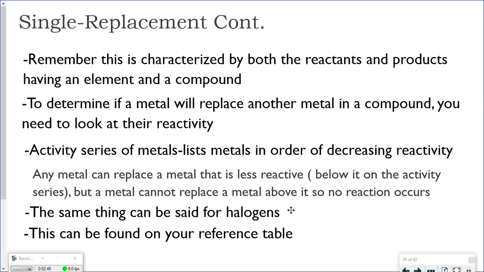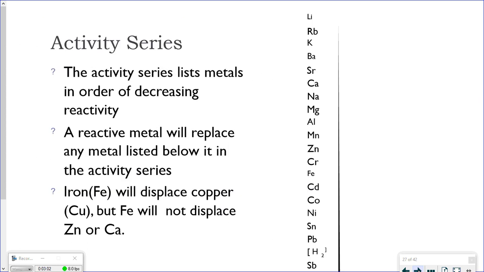Up at the top of your reference sheet, there is also a list for halogens. The halogen that's higher can replace the one that's below it. But note that this list is on the back of your reference sheet. And it looks a little bit like this. Excuse me, not all of this would fit on the page. But up top you have lithium, which is the most reactive. And then as it goes down, it gets less reactive.